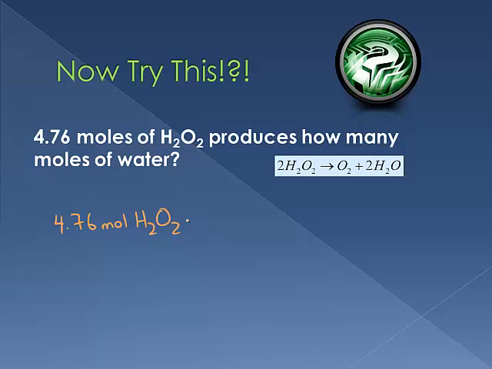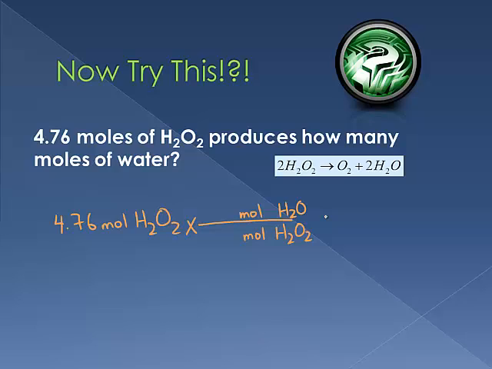So to change that unit, I'm going to draw an X and a line. The unit that I'm going from goes on the bottom, so the moles of H2O2 goes on the bottom. And the moles that I'm going to are going to go on the top. Notice here that the mole is the same, it's the identity of the chemical that's changing.